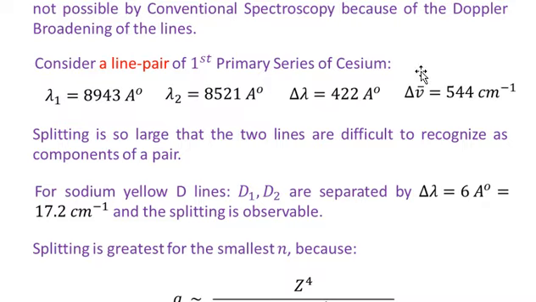Now consider a line of the first principal series of the cesium atom. Lambda 1 is equal to 8943 angstrom. Lambda 2 is equal to 8521 angstrom. The delta lambda between these two, the difference of wavelengths, is equal to 422 angstrom, and in terms of the wave number, it is 544 centimeter inverse.